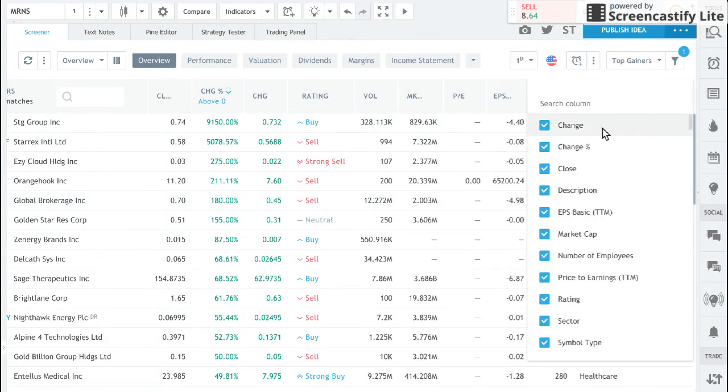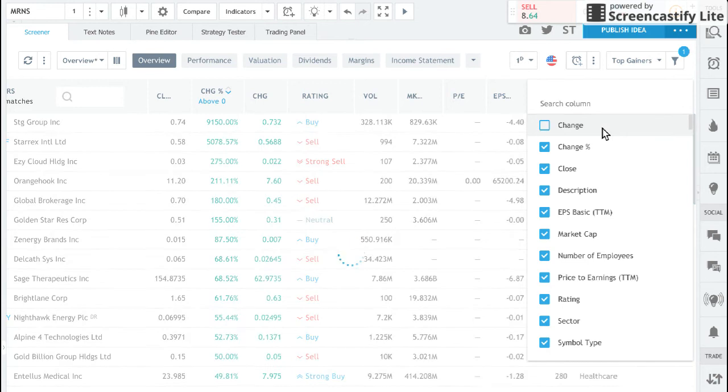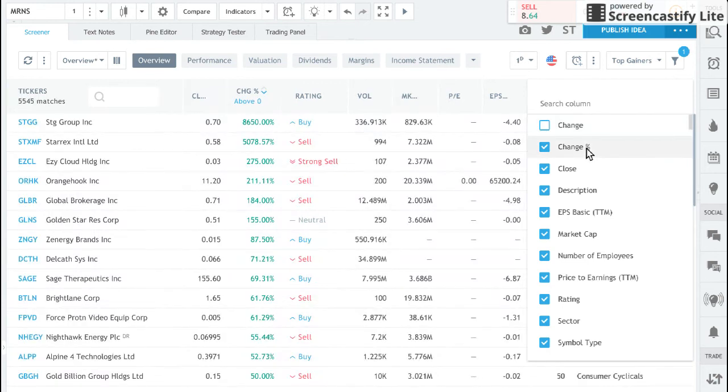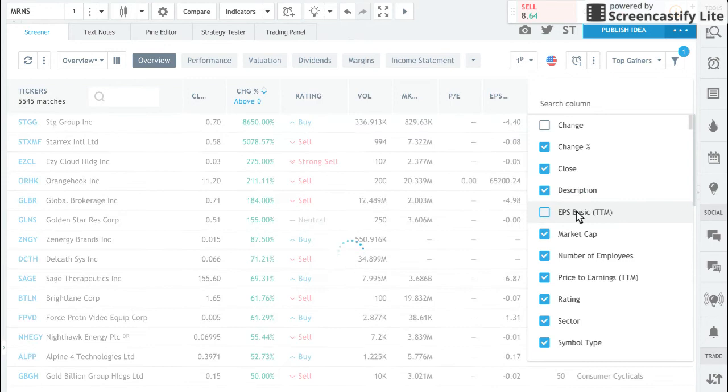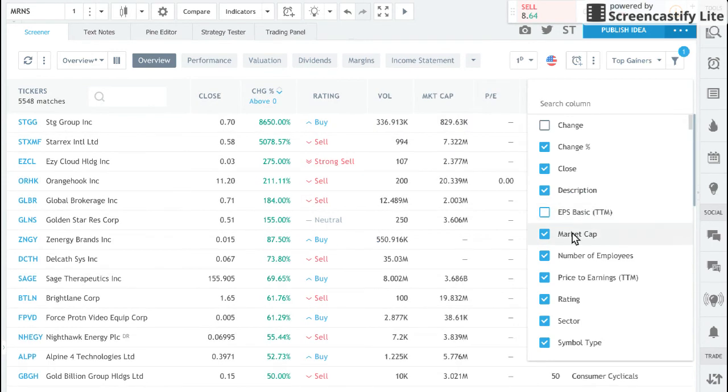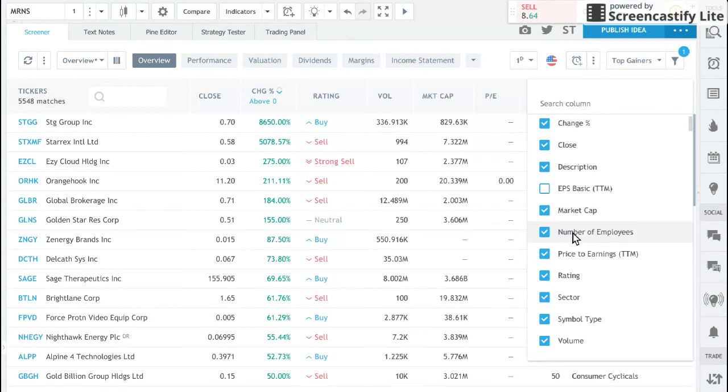I don't need to know the change. I would like to know the percentage because I want to see how much it's gained. The closing price is important. The description, the name. The EPS basic, definitely don't need it. Market cap is okay. You don't really need it, but it's nice to know. It's a good way to determine the float size and the volatility of things. The higher the market cap, the lower the volatility, and the lower the market cap, the higher it is. That's basically how I look at it.